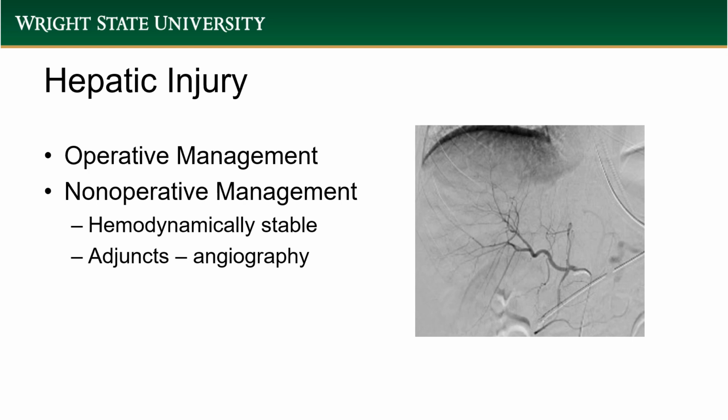Okay, so what do you do about hepatic injury? We'll discuss operative management pretty shortly, but in some cases you can consider non-operative management. Typically you do this in a hemodynamically stable patient, and the most common adjunct would be arterial angiography for embolization of some of the vasculature to the liver. Liver is a highly vascular organ, as you can see over here at the right.